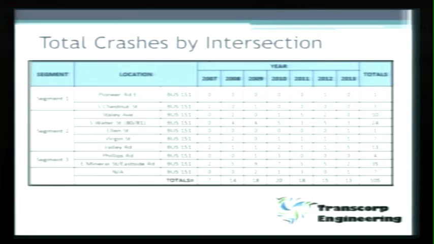Coming in after them were Valley Road with 13 and Staley Avenue with 10. And it can be noted that these intersections are both on the outer edge of segment 2, which is where there's a speed change and also a vertical curve.